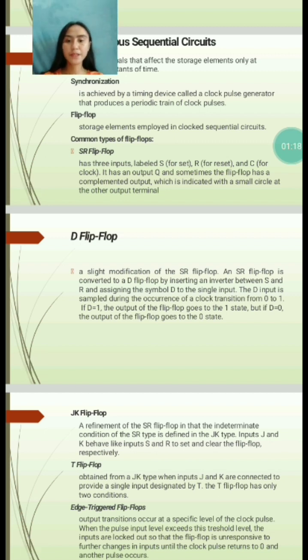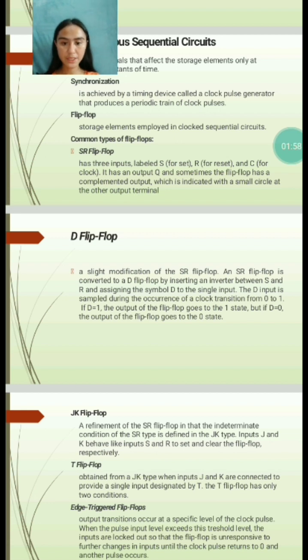Second is the D flip-flop, a slight modification of the SR flip-flop. An SR flip-flop is converted to a D flip-flop by inserting an inverter between S and R and assigning the symbol D to the single input. The D input is sampled during the occurrence of a clock transition from 0 to 1. If D equals 1, the output of the flip-flop goes to the 1 state, but if D equals 0, the output of the flip-flop goes to the 0 state.